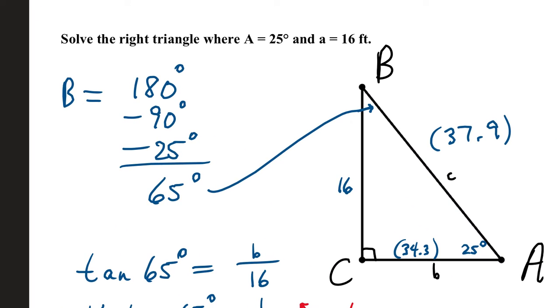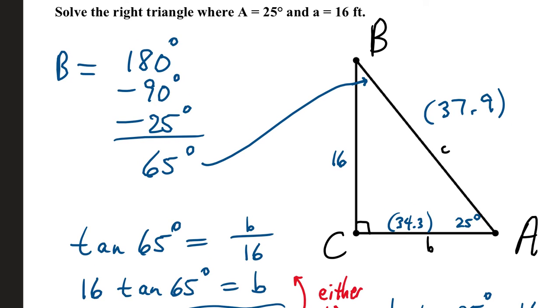Solve the right triangle where angle A is 25 degrees and side A is 16 feet. Okay, so we've got a right triangle at the right of your screen. I've labeled angles A, B, and C with capitals. Angle A is 25 degrees, so I've already put that in. Side 16, that's opposite of angle A. Side A is 16.